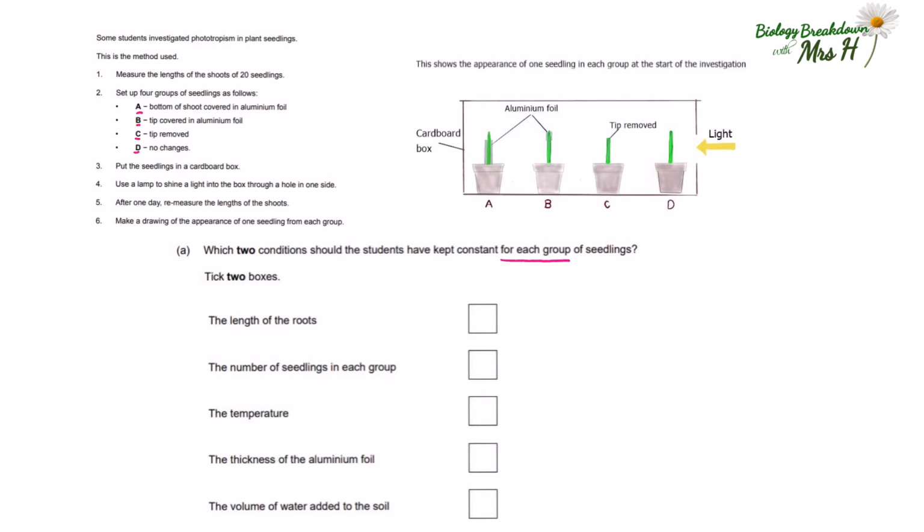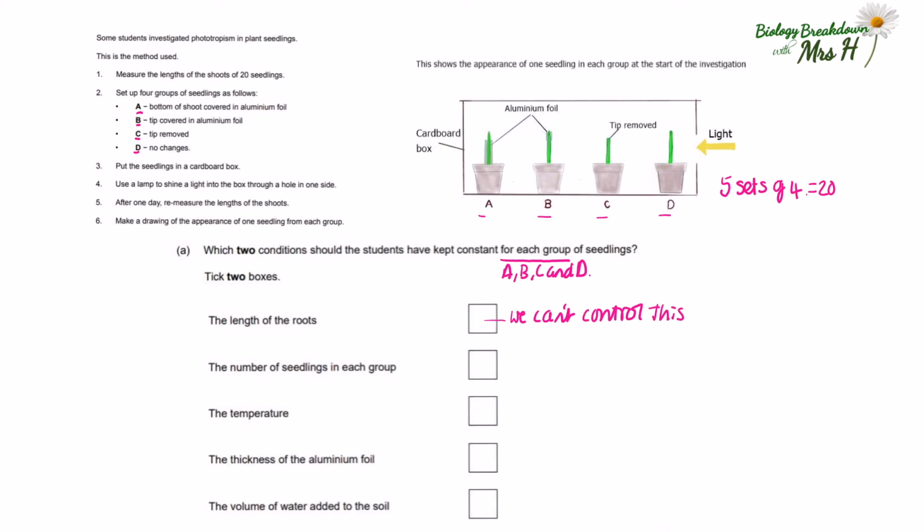So when we're looking at group A, group B, group C, group D, what are we keeping? What do we have to keep the same between A, B, C and D? It's a bit of a trick question, this one. The length of the roots, well, we can't control that. The number of seedlings in each group, that's already been decided. We've been told we've got to have 20 seedlings. There are 4 groups, so 4 different conditions we're investigating. That means we're going to have 5 sets. So we can't change that.